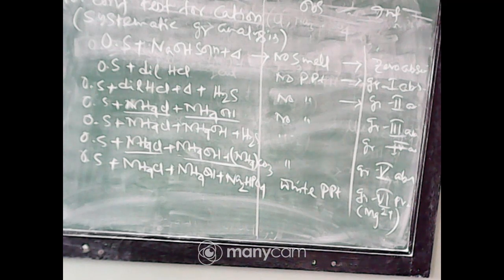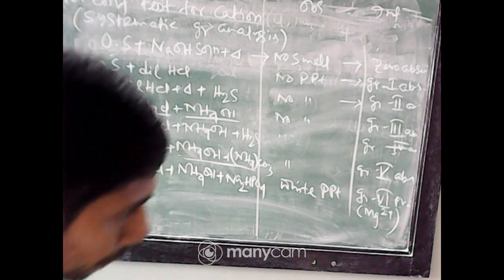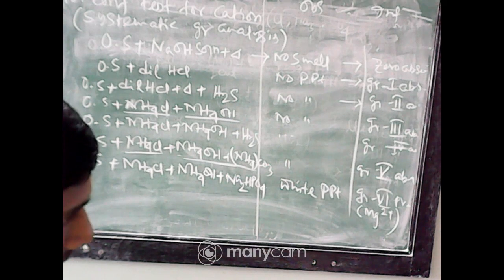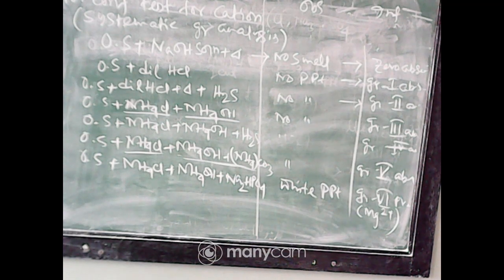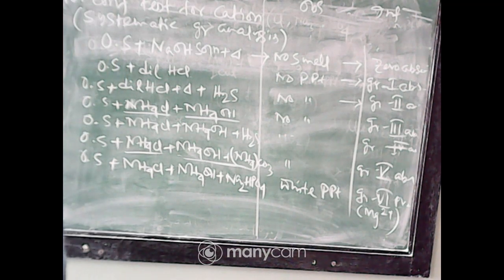If group 5 is present, then take the original solution. What is given? NH4Cl, NH4OH and ammonium carbonate. Now dissolve the white PPT by boiling with dilute acetic acid. Then from this section you have to write, from dissolving to that particular cation, presenting the particular cation and rejecting the other two, because three cations are present here: barium, strontium, calcium. So you will get only barium, and you will confirm the test in the barium section.